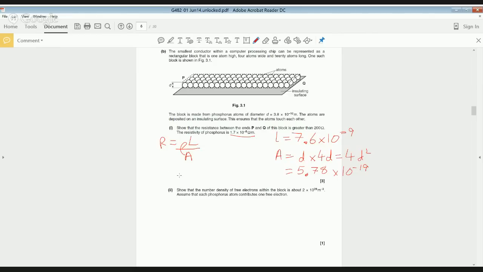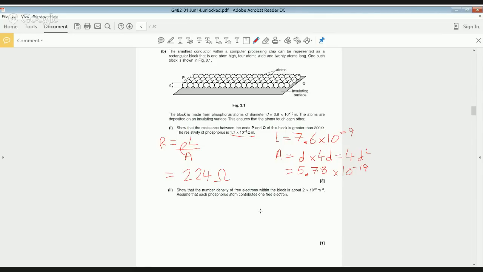And then we can plug all of these into our equation here. So rho 1.7 times 10 to the minus 8, L 7.6 times 10 to the minus 9. Divide that by our area here, and it comes out as 224 ohms. Remember, this was a show that question, and indeed greater than 200 ohms. That sounds about right.